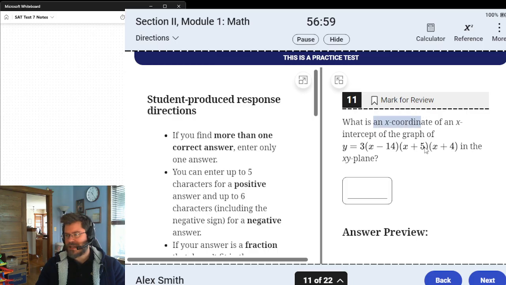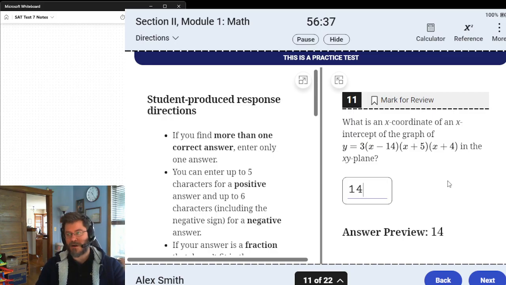All right, we got a polynomial here. What is an x-coordinate of an x-intercept? So that's just testing to see if you know what an x-intercept is. Remember when you have the binomials and you have these things equal to 0, and you solve for those binomials, you get the x-intercepts. So that'd be 14, -5, or -4. Any of those three options would be acceptable, but they just want one.